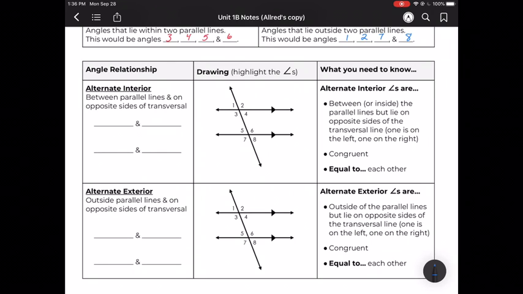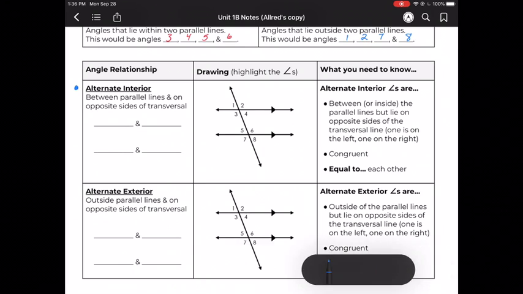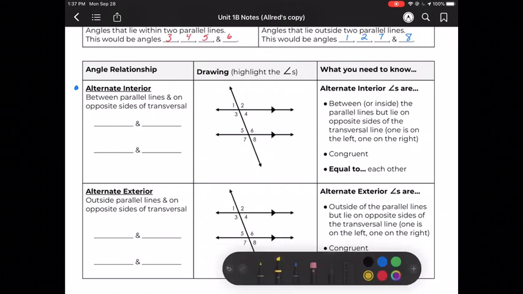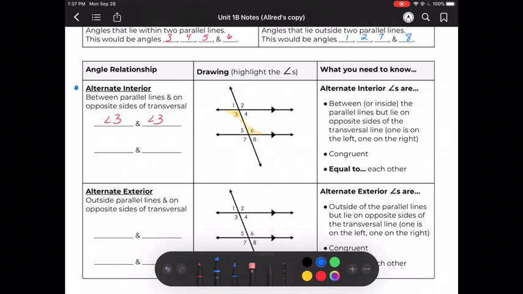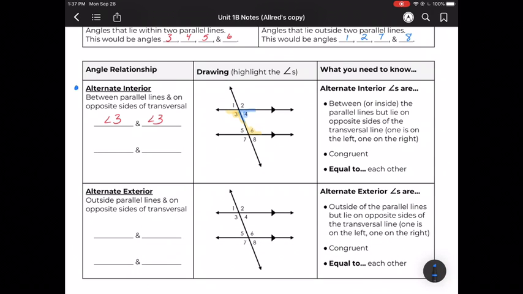So the first angle pair we look at are alternate interior angles. Okay, the word alternate means opposite sides of the transversal. Interior means they are between the two parallel lines. So between the parallel lines and on opposite sides of the transversal gives us angle pairs like 3 and 6. Okay, angle 3 and angle 6. But we have another pair of alternate interior angles, and those would be angles 4 and 5.